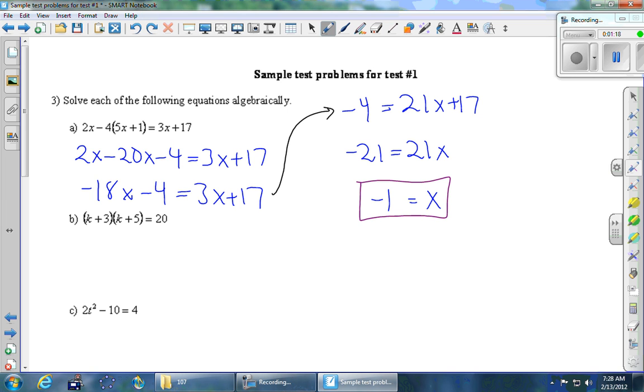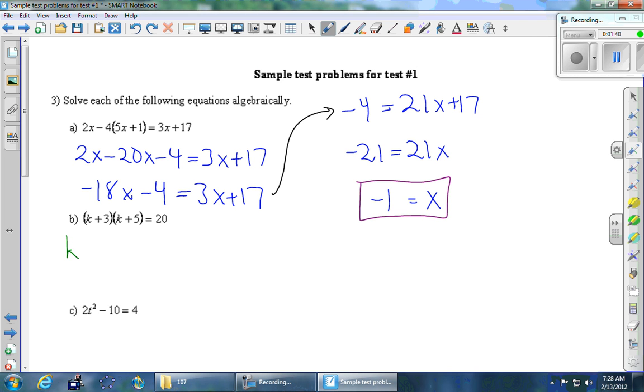Part B, k plus 3 times k plus 5 equals 20. If instead of a 20, this had just been 0, then this problem is much easier. K would equal -3 or -5. But because it's a 20, I don't see any shortcut. I believe that we need to FOIL on the left-hand side and then deal with it from there.